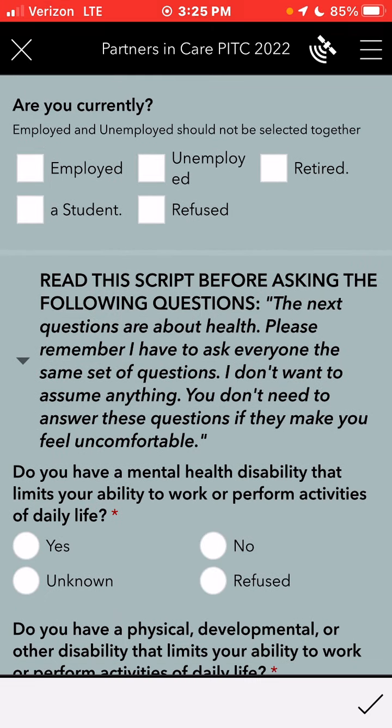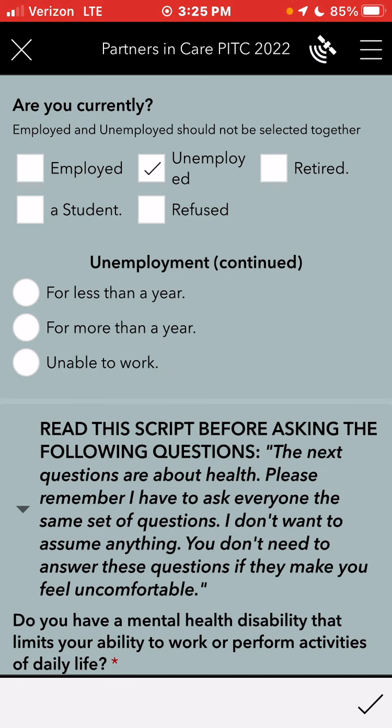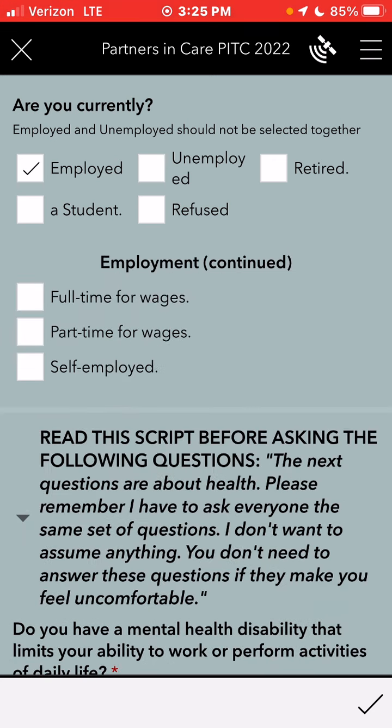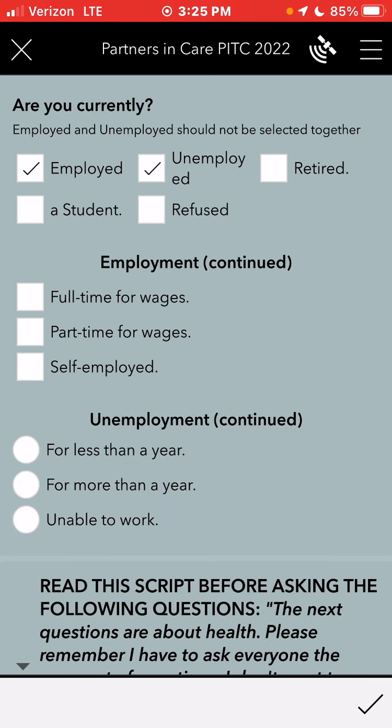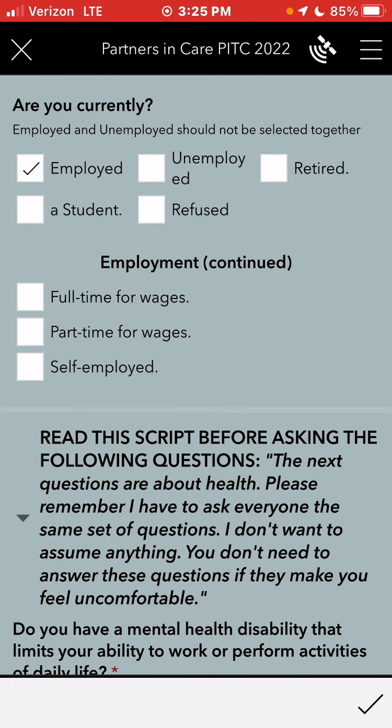Are you currently employed, unemployed, retired, a student, or refused? Remember, employed and unemployed should not be selected together. If unemployed is selected, it will ask for less than a year, for more than a year, or unable to work. If employed is selected, it will ask full-time for wages, part-time for wages, or self-employed. Just to show you, if you press employed and unemployed, it will ask you both questions. So please be sure not to do that.